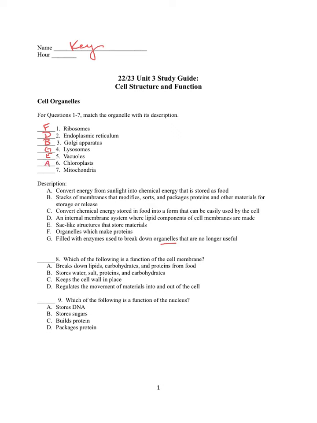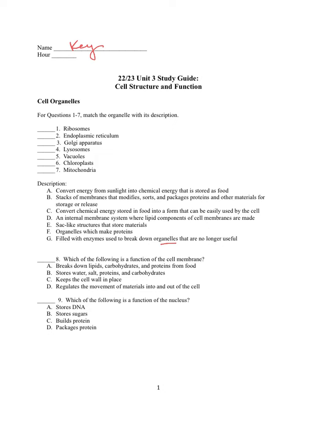And then finally, number 7 is mitochondria. Remember that mitochondria are able to take the energy that is stored in food or in molecules such as glucose and then convert it to an energy source that is easily used by the cell, such as ATP. And so number 7 is C.